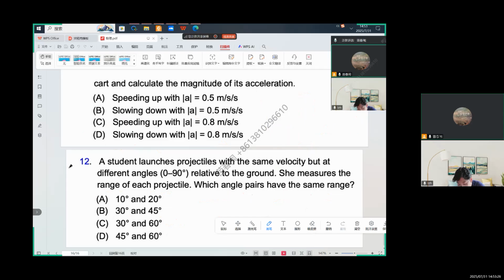So is 12 okay? Do you think you can remember this? Maybe you can write down this sine 2 theta, but you have to draw a picture. It only works in this kind of situation. That makes sense? It only works in here. So V0 and theta is the initial angle, and we talk about when you hit the ground, what's the range?